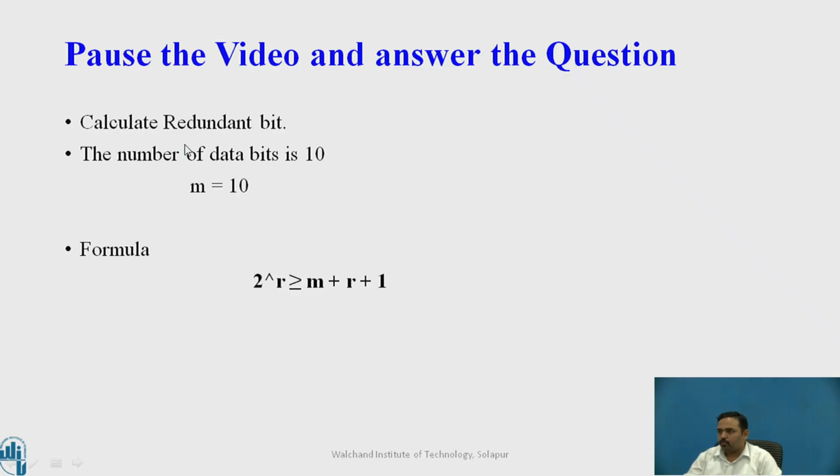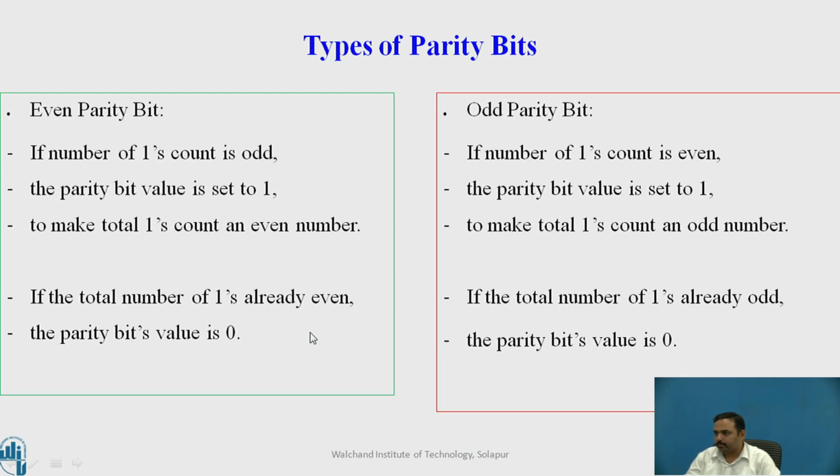Okay. Now pause the video and answer the question. Calculate the redundant bits. If the number of data bits is 10, then what is the number of redundant bits? Answer is again 4. 2 raised to 4, 16, is greater than or equal to m, which is 10. 10 plus 4, 14, plus 1, 15. So 16 is greater than or equal to 15. So the answer is again 4.